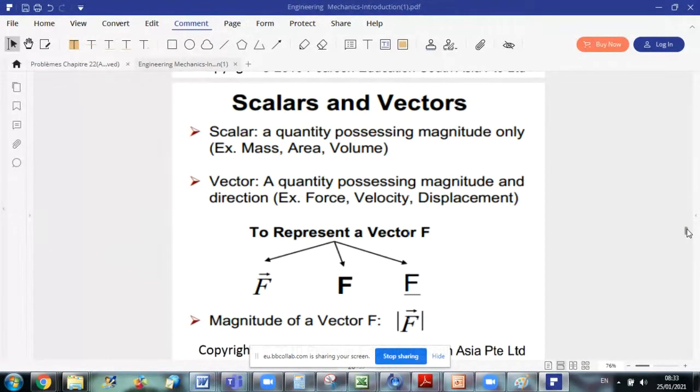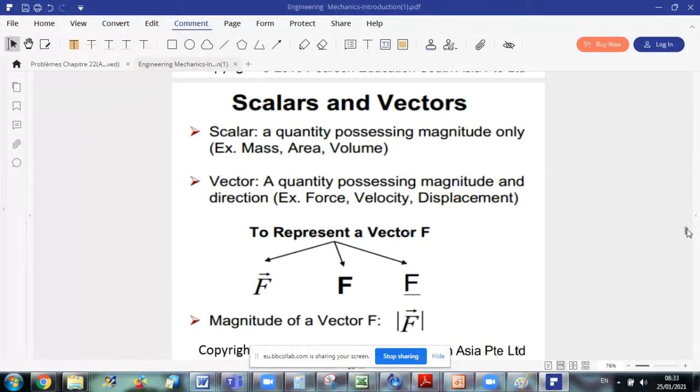Now, we will deal mainly with scalars and vectors in this course, and it's very important to know the difference between them. A scalar is a quantity that possesses magnitude only. So if I just give you the magnitude, it's completely defined, which is the case of mass, area, volume. If I tell you an object is of mass 3 kilograms, then it's enough for you to know everything about the mass. While a vector is a quantity that possesses magnitude and direction.